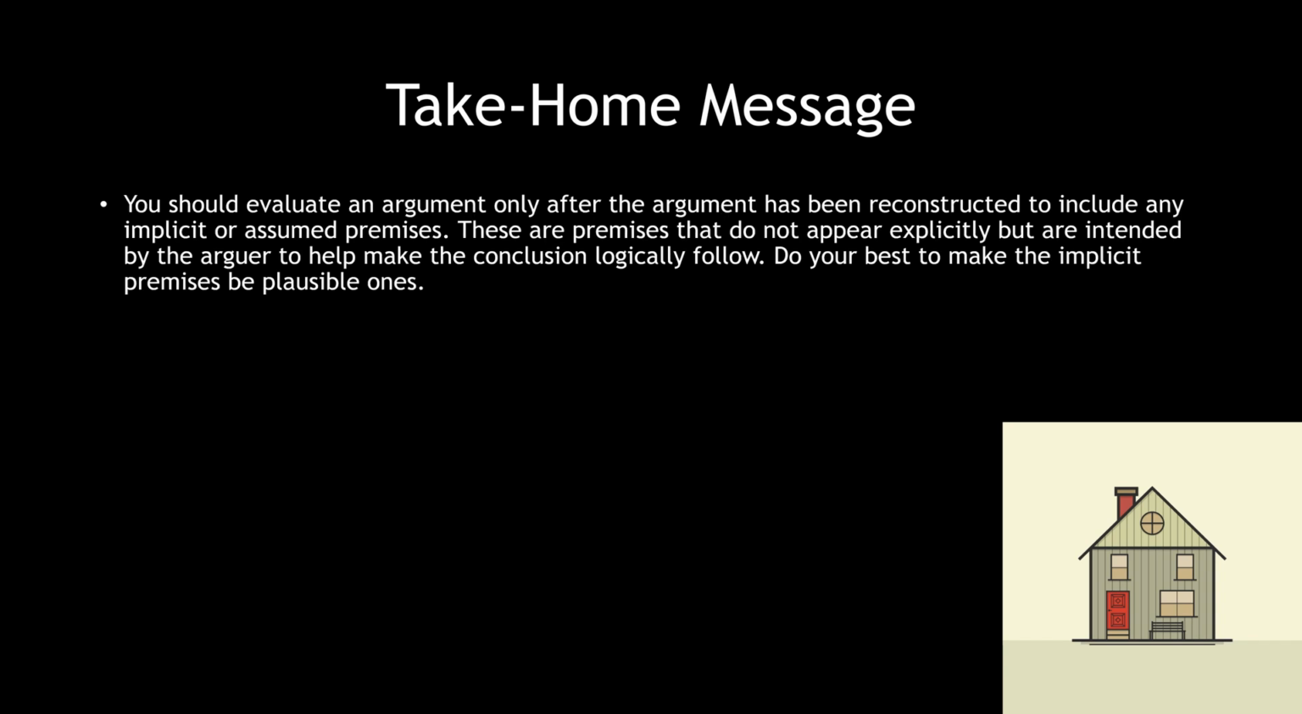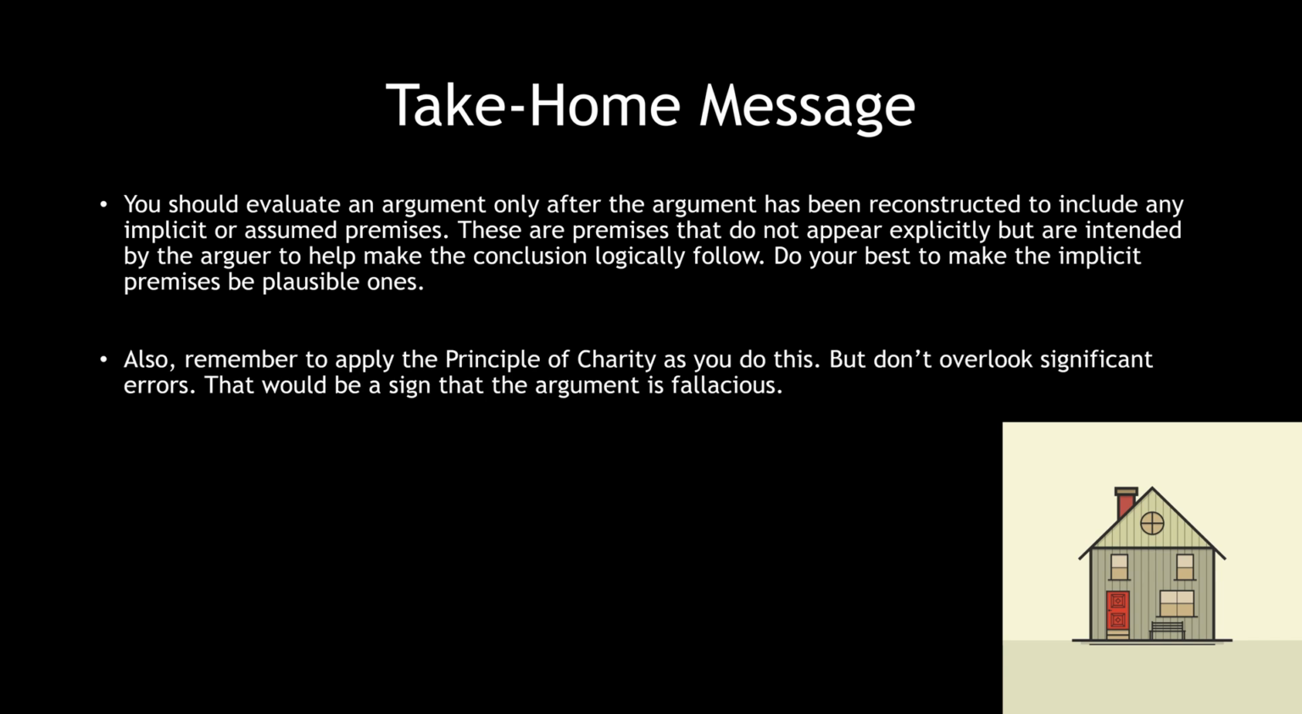The take-home message is this. You should evaluate an argument only after the argument has been reconstructed to include any implicit or assumed premises. These are premises that do not appear explicitly, but are intended by the arguer to help make the conclusion logically follow. Do your best to make the implicit premises be plausible ones. Also, remember to apply the principle of charity as you do this, but don't overlook significant errors. That would be a sign that the argument is fallacious. With that all said, watch out for assumptions, and remember, too, take care and think critically.